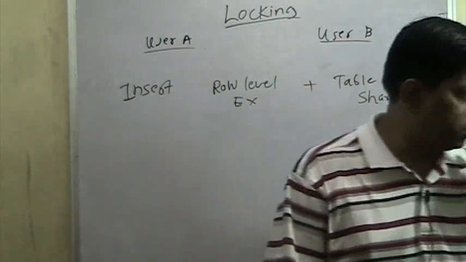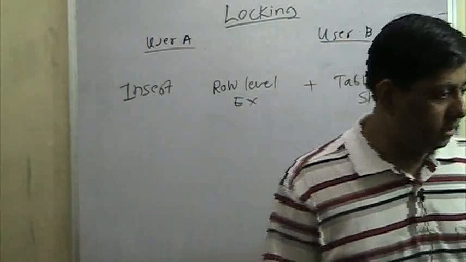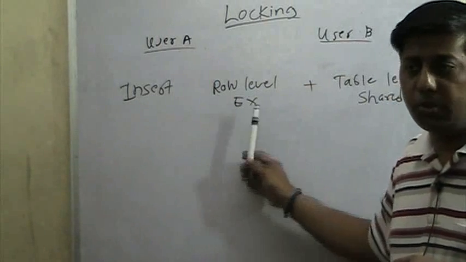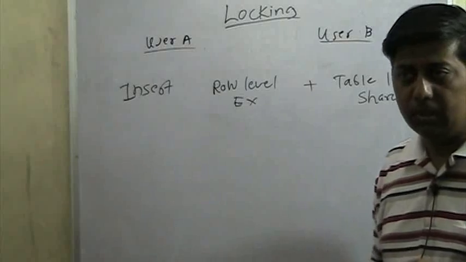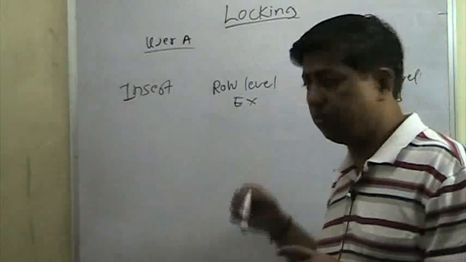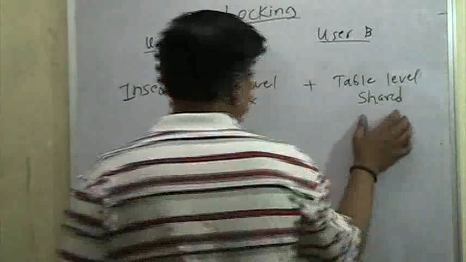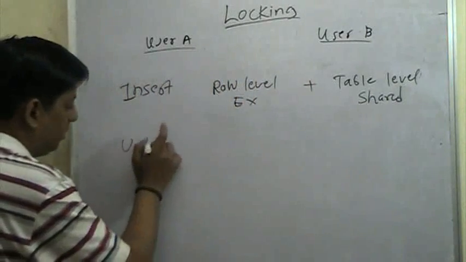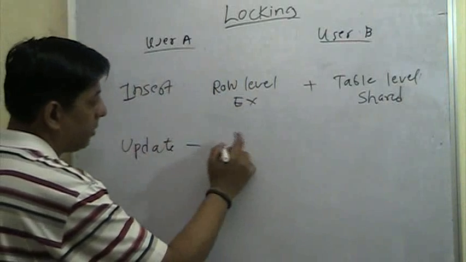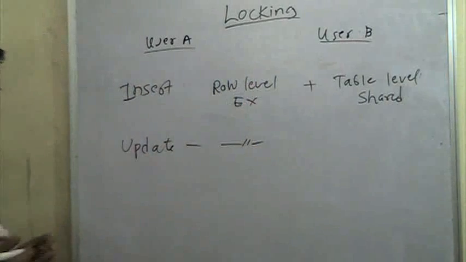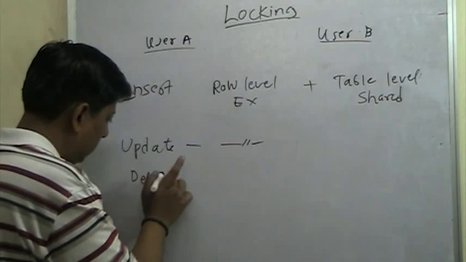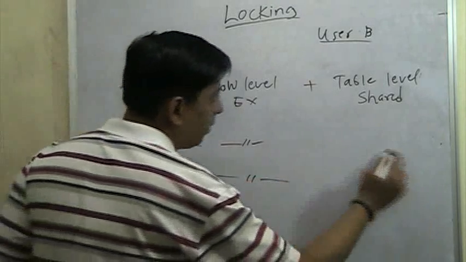So what will this allow us to do? Other people will be able to do DML operations on any other rows except that row. Select statements will not show this row. And the table will not be able to be dropped. Update, same thing, row level exclusive and table level shared, and delete also, row level exclusive and table level shared.